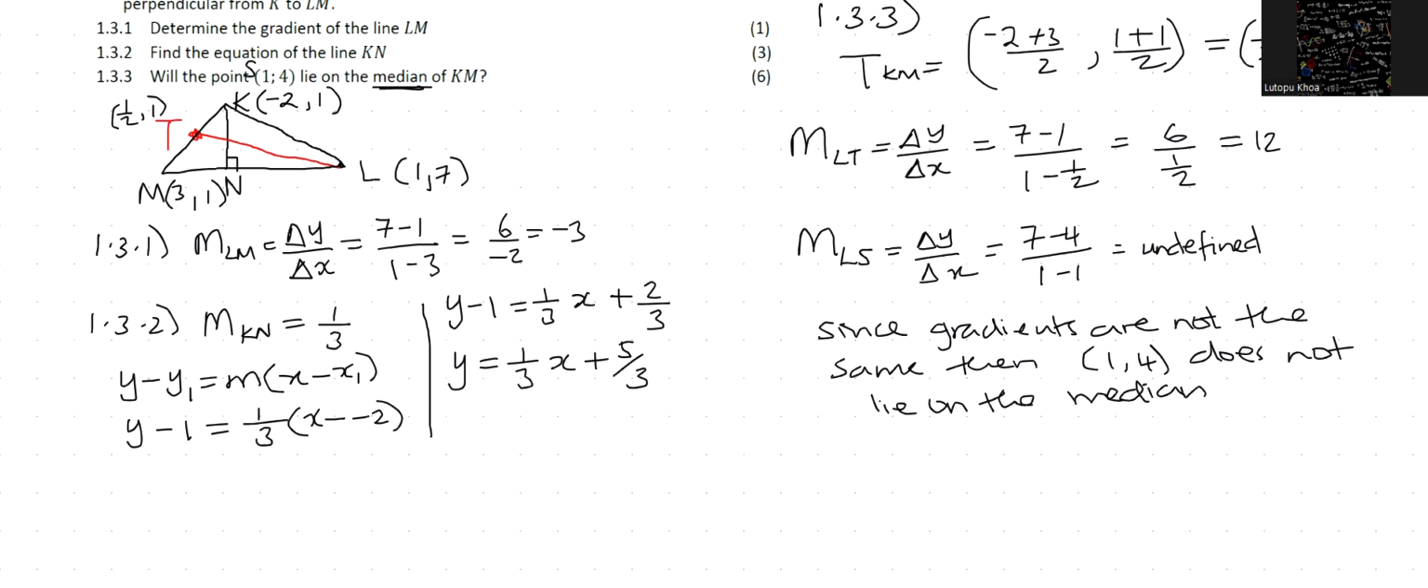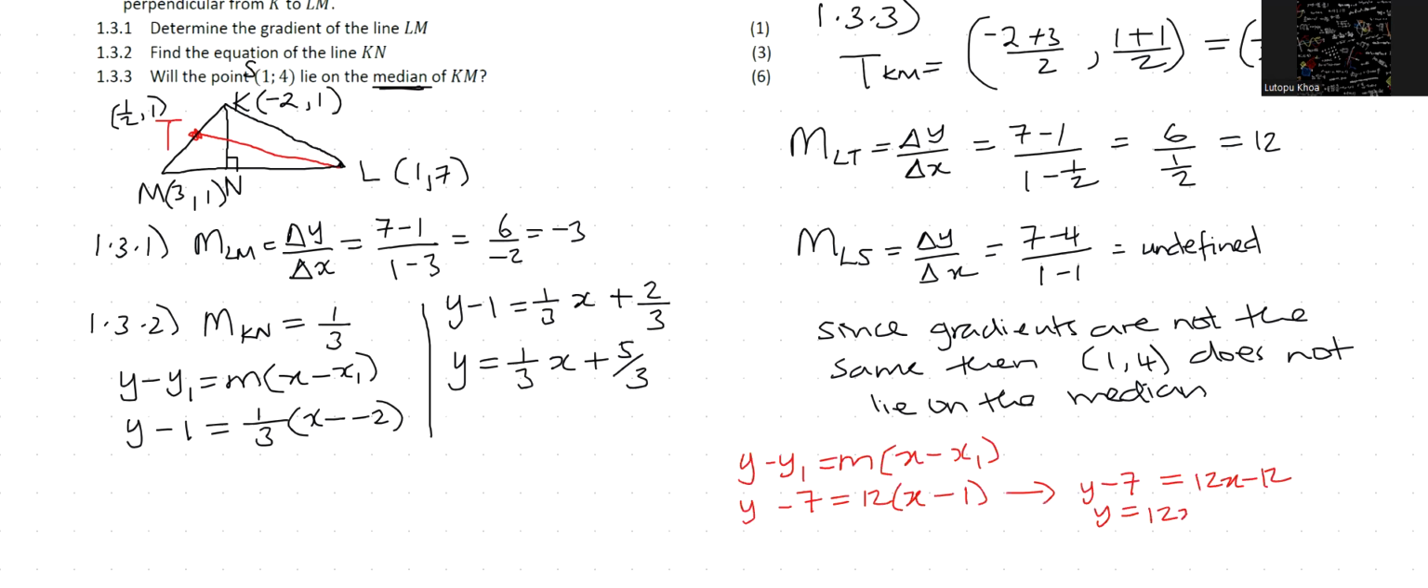My formula will be y minus y1 is equal to m(x minus x1). So I have y minus 7 is equal to 12(x minus 1). So here I have y minus 7 is equal to 12x minus 12. So y is equal to 12x, when this one goes this side, minus 5. Then you substitute the point (1, 4) in there.